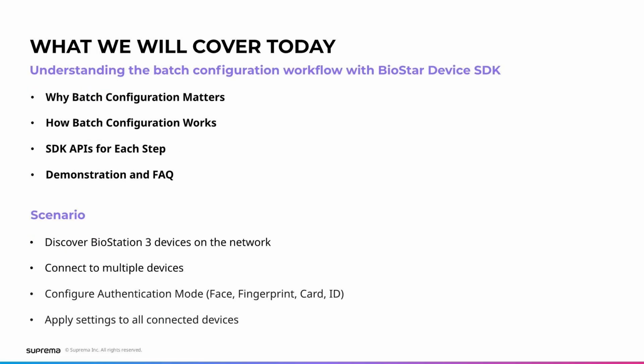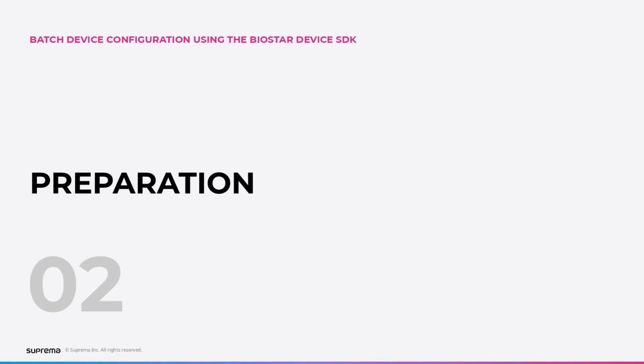Lastly, let's outline what we'll cover today. In this session, we'll build an understanding of the batch configuration workflow using the BioStar Device SDK. First, we'll look at why batch configuration matters. Then, we'll walk through how the batch workflow works and review the SDK APIs used in each step. After that, we'll move on to a demonstration and finish with a short FAQ. For the scenario in this webinar, we'll discover BioStation 3 devices on the network, connect to multiple devices, configure authentication mode, and apply the same settings across all connected devices. Great, we're all set. Let's move on to preparation, setting up the environment, and building the project.